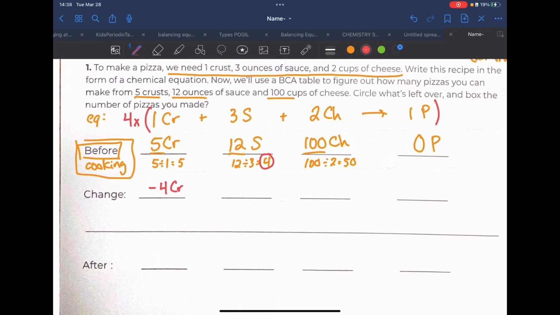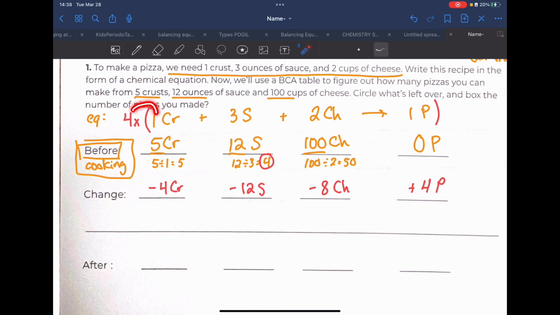How much sauce am I going to use? I'm going to use 12 ounces of sauce. And I'm going to use 8 cups of cheese. The reason that these are minuses is because, remember, those are being used up, right? So this is before and this is the change. And later we'll do after. So it's going to be 5 minus 4, 1 crust left, right? But we'll get there in a sec. Okay, over here I'm going to write plus 4p, because I'm making 4 pizzas. That's not going to be a minus over here on the product side. It's going to be a plus because I'm making product. There we go.